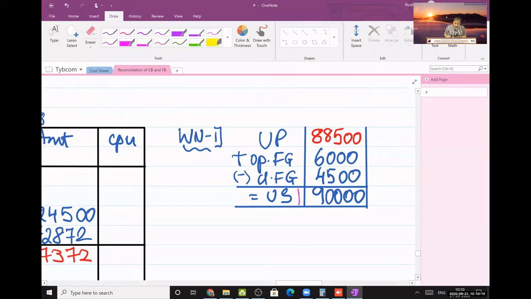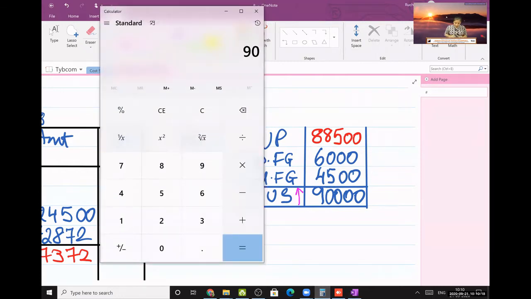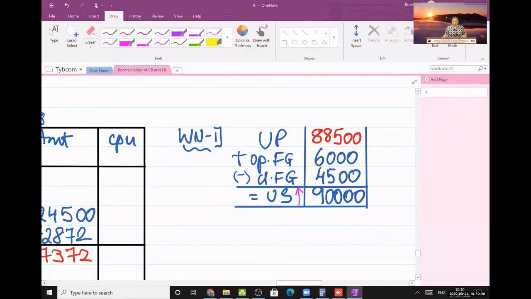You'll be going reverse. What do you mean by going reverse? Minus will become plus, plus will become minus. So 90,000 plus 4,500 minus 6,000. 88,500 is my units produced.